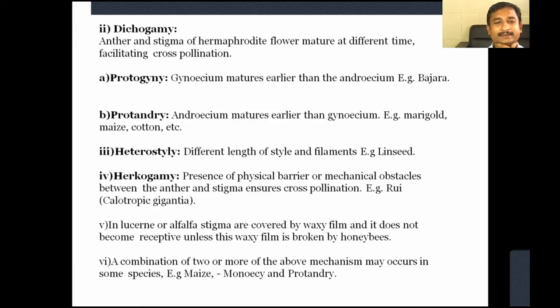And there is heterostyly, in the sense that the filaments, anthers, style and stigma are of different lengths. That is called heterostyly. These are all different mechanisms. And there is a physical barrier or mechanical obstacle between anther and stigma. In Calotropis gigantea, the anthers and stigma are separated, covered by obstacles, which promotes cross-pollination. Like this, these are different technical terms.